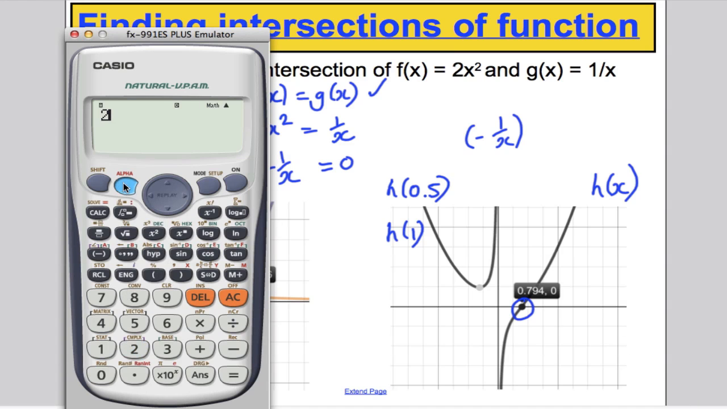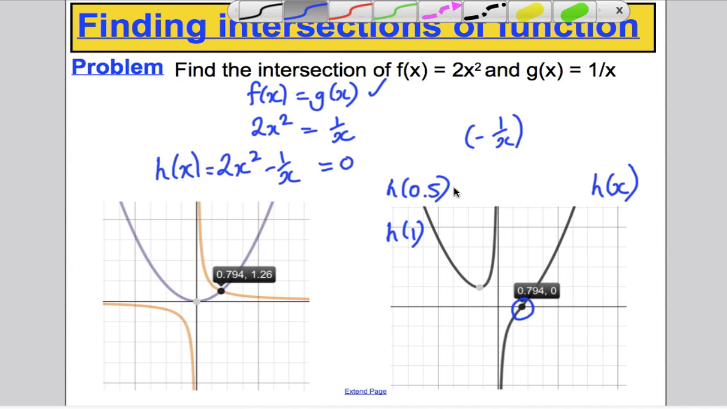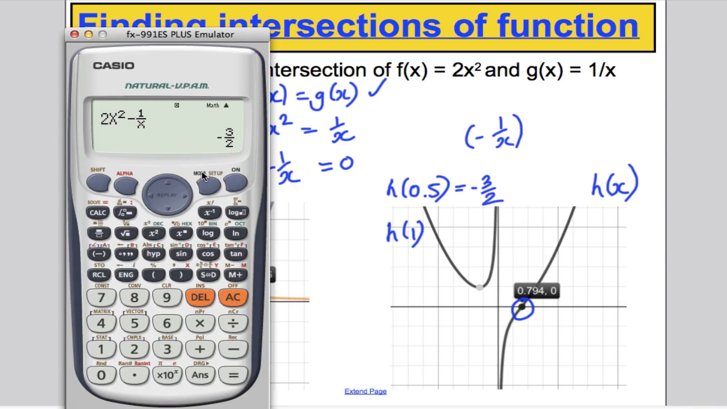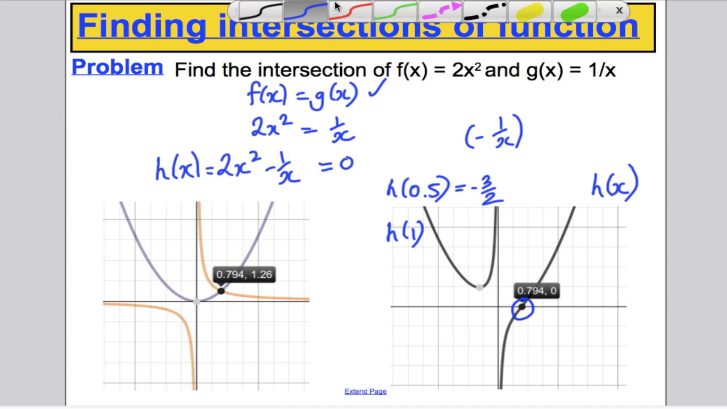I could just say 2x squared subtract 1 over x, and if I press calculate, it asks me what x I want to put in. I want to put in 0.5, and I get the answer minus 3 over 2. And if I want to put in 1, I press calc again, and I put 1, and I get the answer 1.